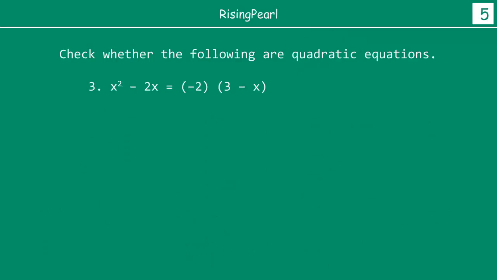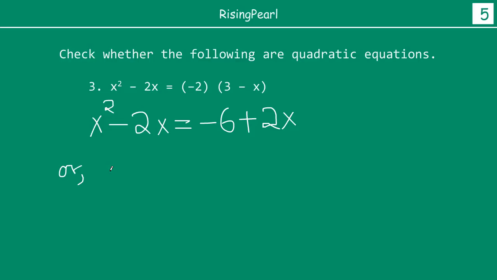So let's take maybe one more. I know there are 5 questions, so let's do one more. Here the left hand side is x squared minus 2x, and on the right side, if you multiply minus 2 times 3, you will get minus 6. Minus 2 times minus x is plus 2x. So let's get all the terms on the left hand side. So x squared, plus 2x will become minus 2x, minus 2x minus 2x will be minus 4x, minus 6 will become plus 6, and this will be 0.